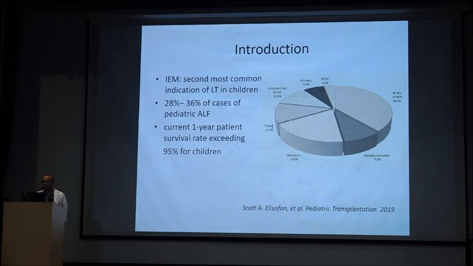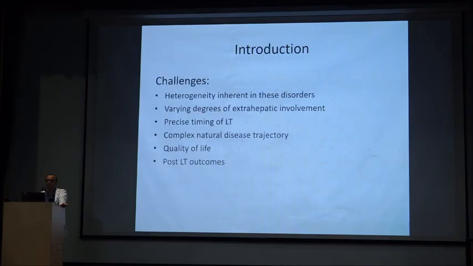So again, showing the different indications of liver transplant in pediatric patients as per the SPLIT registry data, it is the second most common indication for liver transplantation, followed by biliary atresia. Apart from that, almost 30 to 35% of cases of pediatric ALF have an underlying inborn error of metabolism, and the current 1-year patient survival rate almost exceeds 95% in these children, including all types, DDLT, LDLT, and other indications.